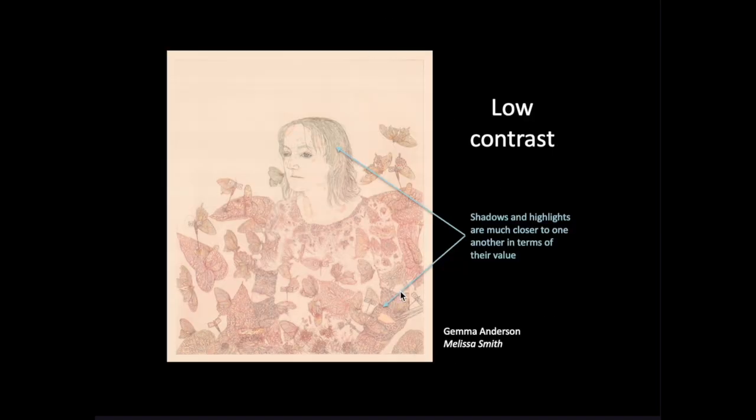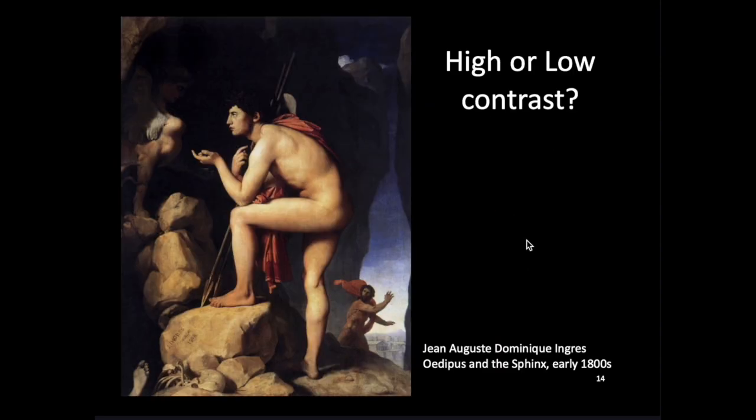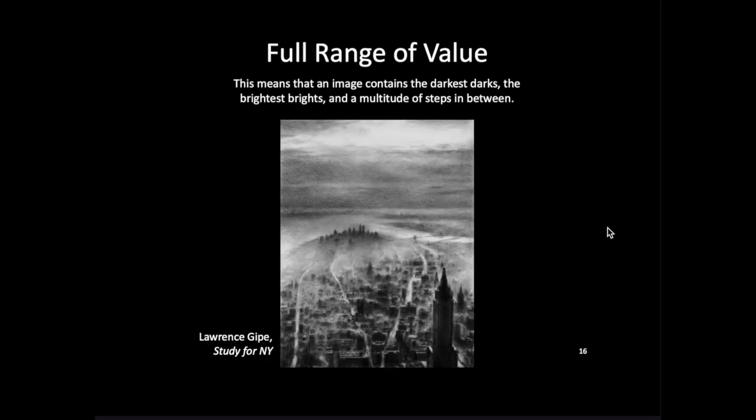This is a low contrast picture where the values are very light and all the values are sort of close together. We also have a contrast between this being a busy area and this being an empty area. So shadows and highlights are much closer. What kind of contrast is in there? High or low contrast? Well, this one would be a high contrast because of the darkest dark and the lightest light. This one has a full range of values. That means an image contains the darkest darks and the brightest brights and a multitude of steps in between. We'll talk more about that when we get to value.